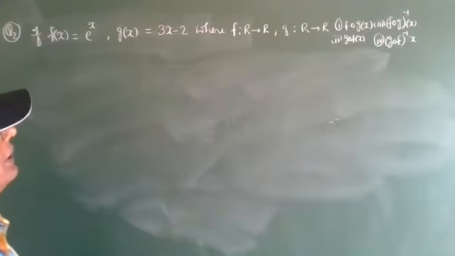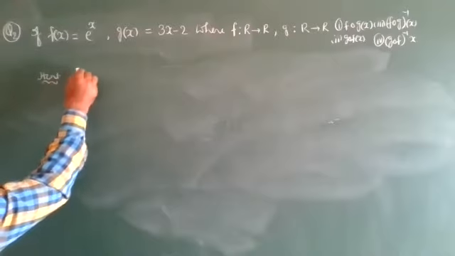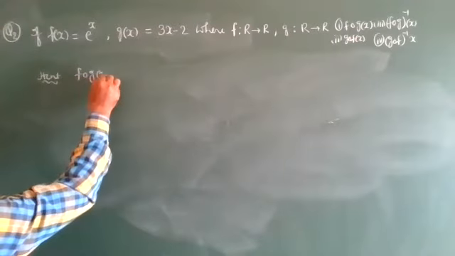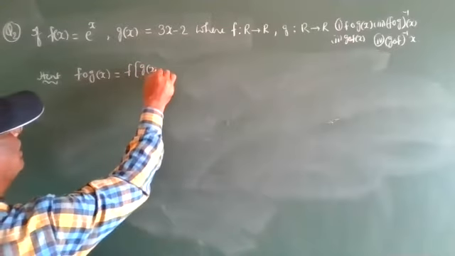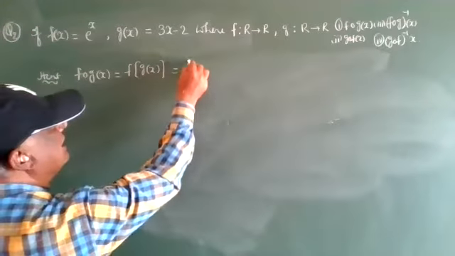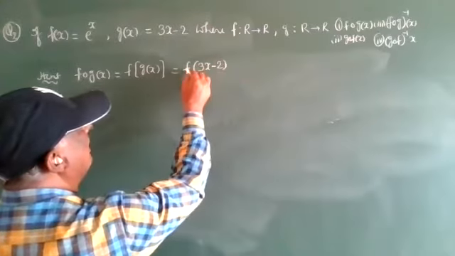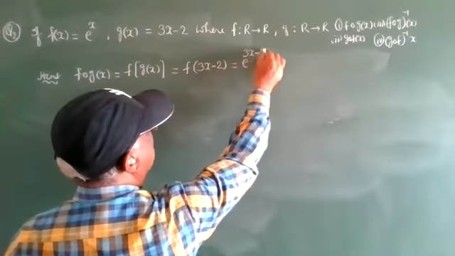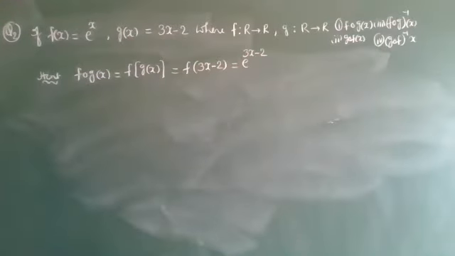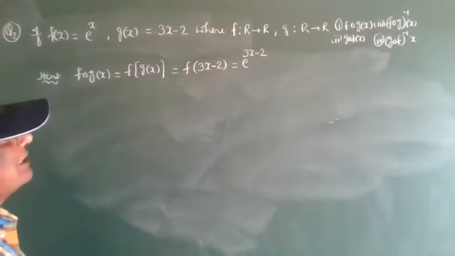Right. See the first. What is the given in the problem? f circle g at x. Circle means bracket, f of g of x. What is the g of x value? It is 3x minus 2. In the f definition, in place of x write down 3x minus 2. So this is f circle g at x. Immediately I am going to find its inverse also.